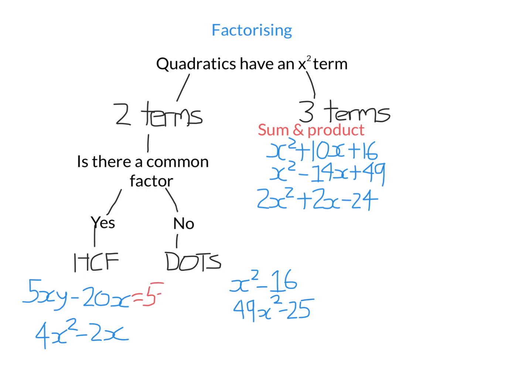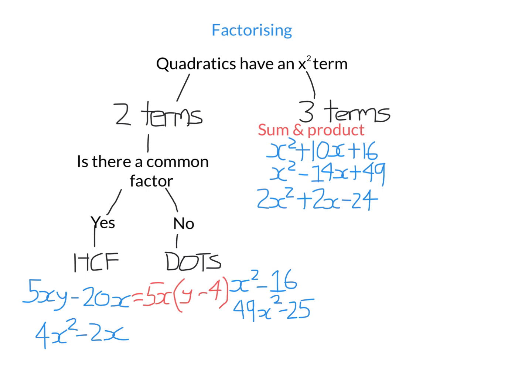They also have an x in common. So for the highest common factor method, you write the highest common factor outside the brackets, and inside the brackets, we're going to divide each term by the highest common factor. So what do I times by 5x to get 5xy? Well, that's just y. What do I times by 5x to get negative 20x? Well, that's just negative 4.